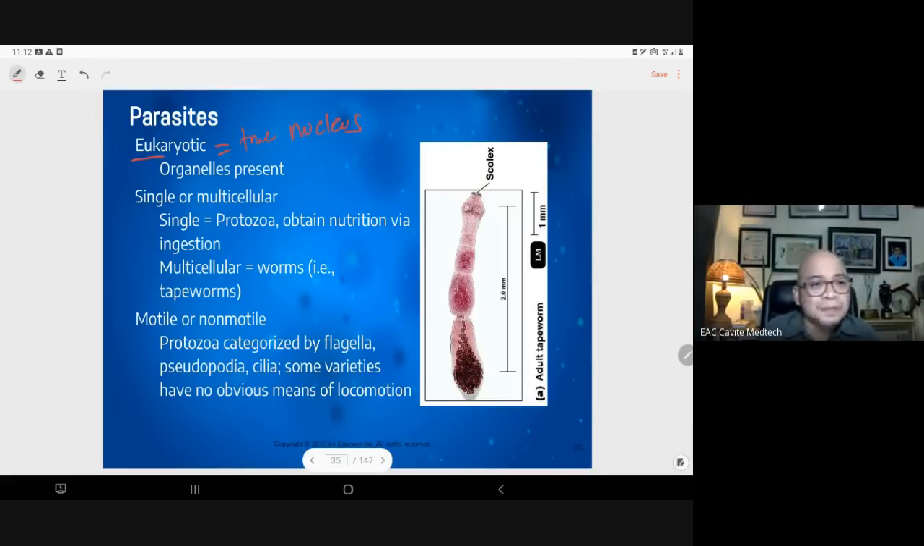Okay, so parasites could either be motile or non-motile. Protozoans are categorized by their means of locomotion. For example, flagellates such as Giardia are flagellated. Amoeba have pseudopodia, and Balantidium coli have cilia. Malaria parasites do not have an obvious means of locomotion. Okay, so these are the parasites. I will not really dwell on this one.